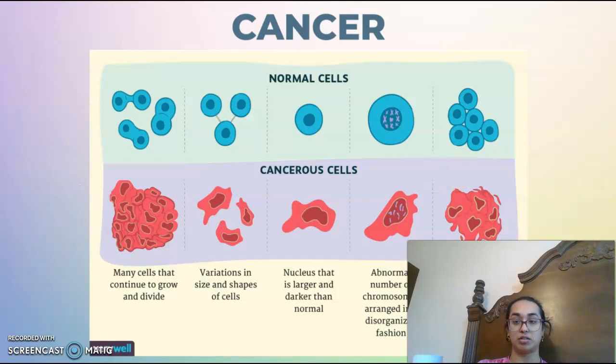And in this image, we can observe the various characteristics and differences between the cancer cells and normal cells. We can see that the normal cells are dividing differently, their shapes are different, their nuclei are different, and a lot of things are different from each other.